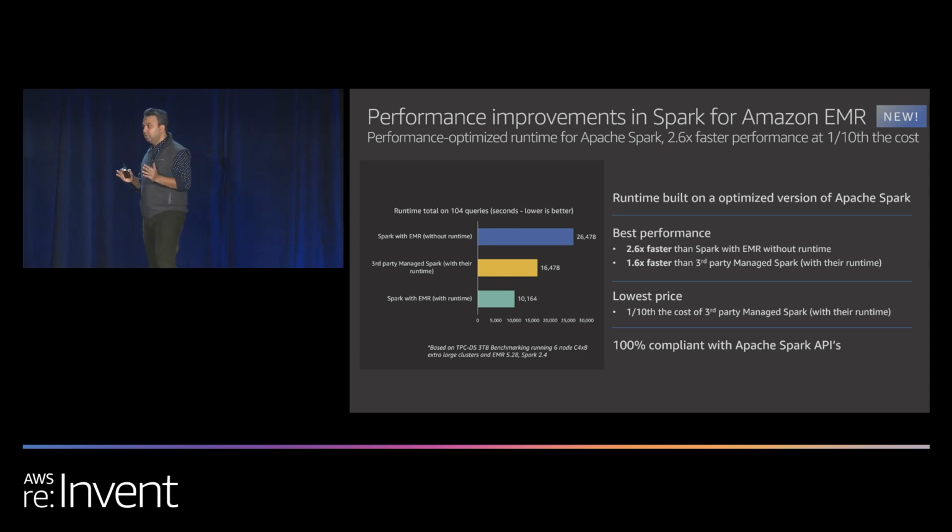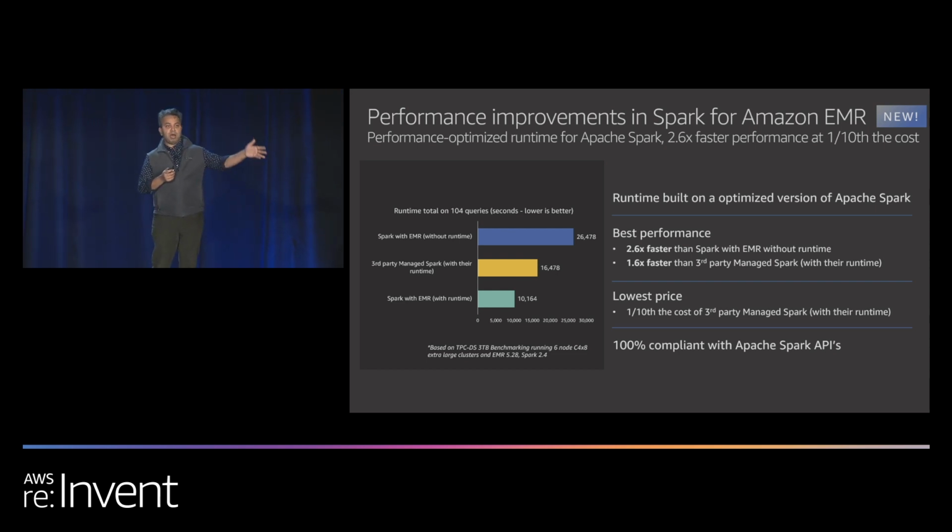We are not changing how you use Spark. If you're using Spark 2.4, it'll run perfectly fine. But we are adding performance optimizations that make Spark run faster on top of EMR. So when we compare ourselves to the version we had last year, which was without the runtime and which was plain vanilla open source Spark, we are roughly about 2.6 times faster with the runtime environment.